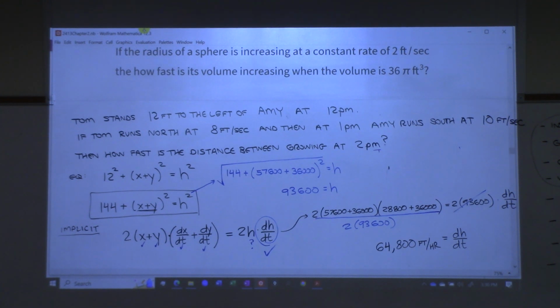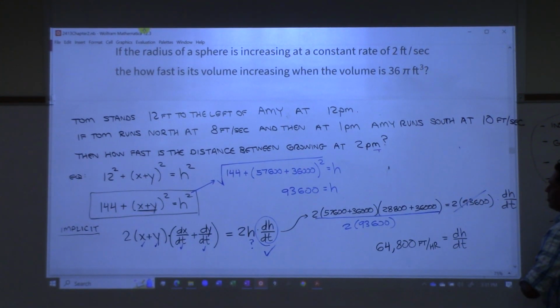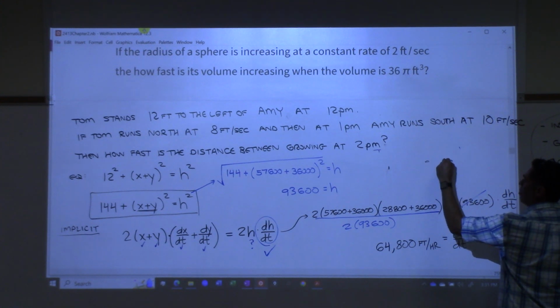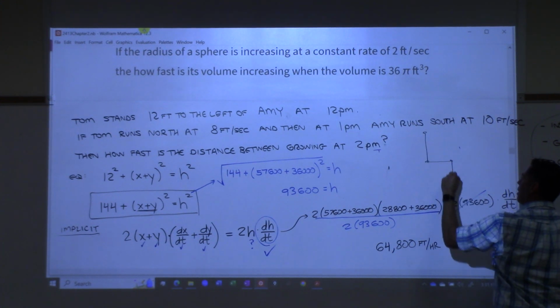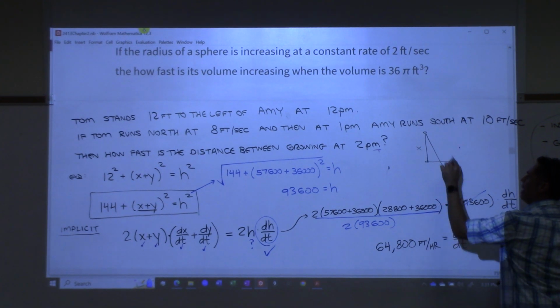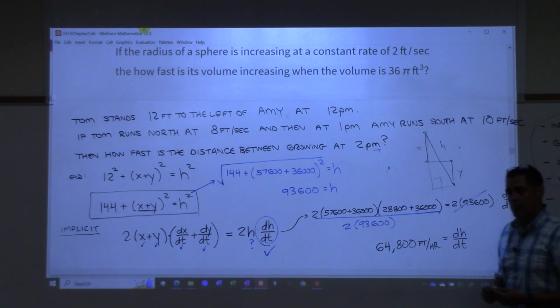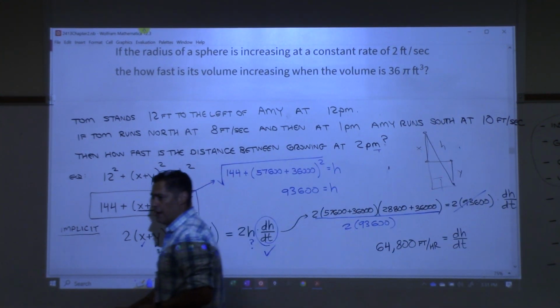But either way, the more important part of this problem, the most important thing I wanted you to see, wasn't all the crazy numbers. It was that picture that I drew here, and being able to call this x and y and h, and then seeing that right triangle in there. That's the big part of that problem that you should take away from it, all right?